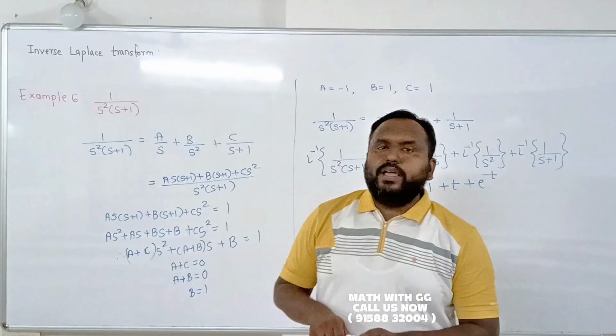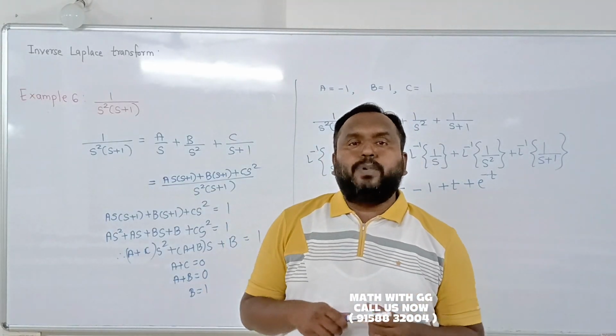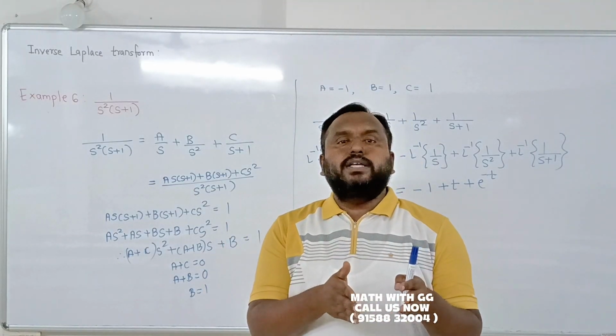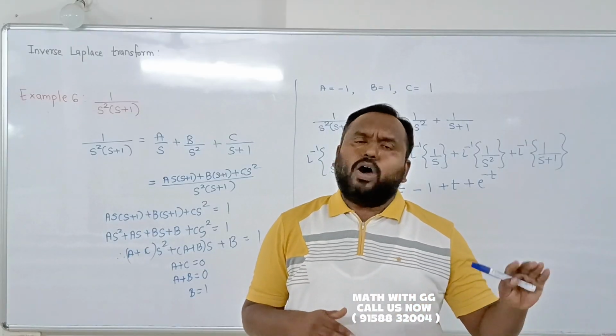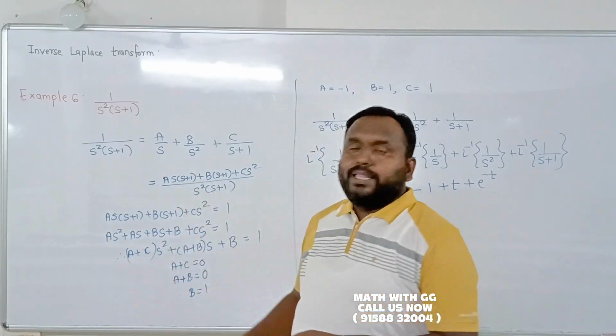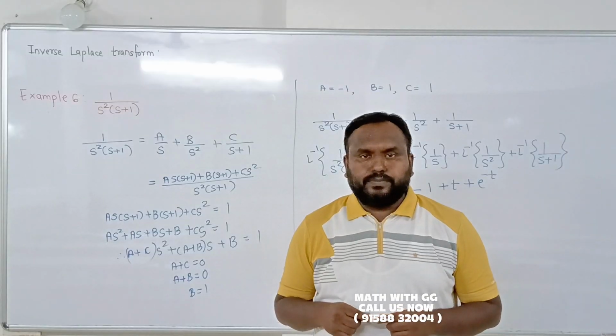So, in this example, we have studied the last case of partial fraction where one factor is repeated and another one is linear or quadratic. So, this is example number 6.